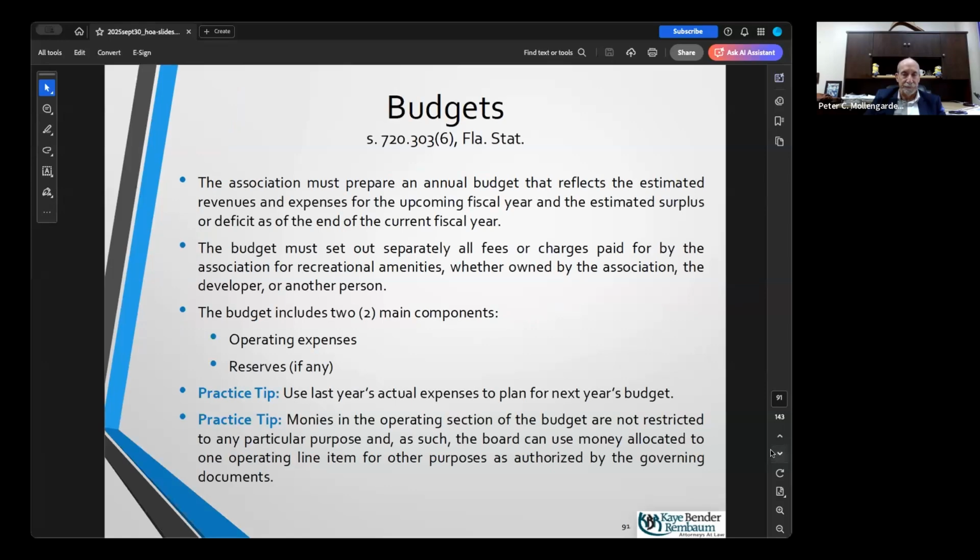Budgets and reserves. Everybody out there is going to have to do your budget, or at least approve your budgets. You may have management companies preparing them for you, but you're going to have an annual budget. So what goes into that?